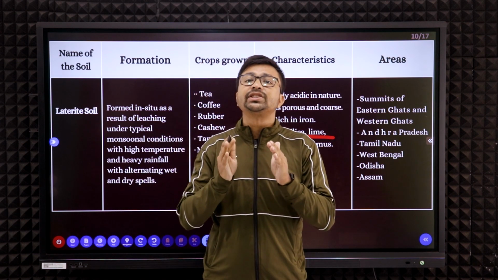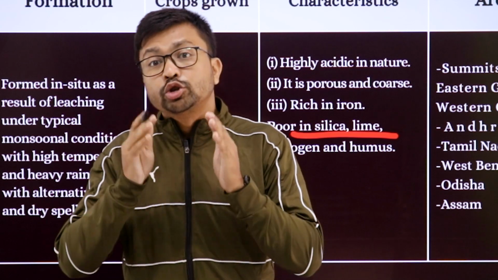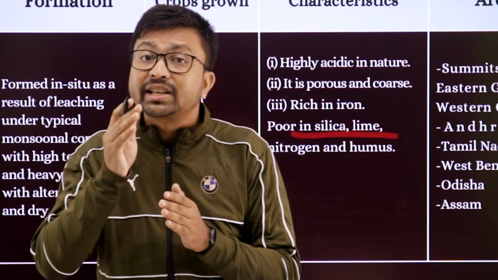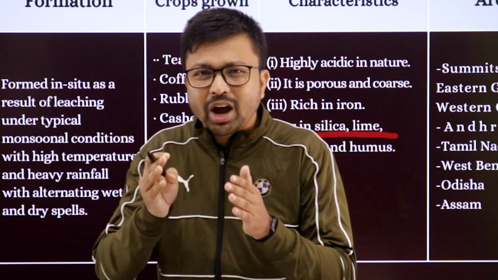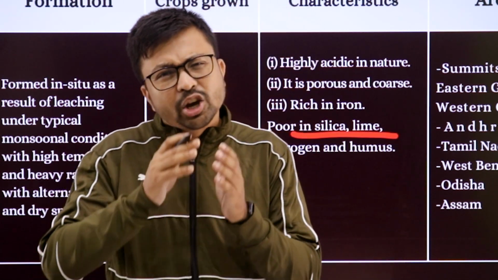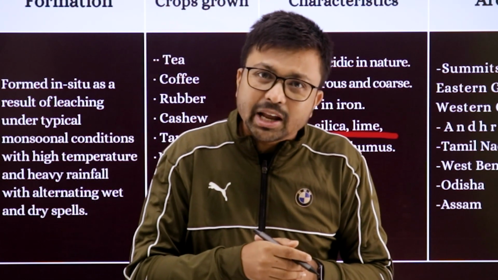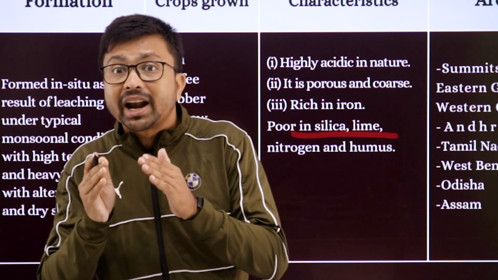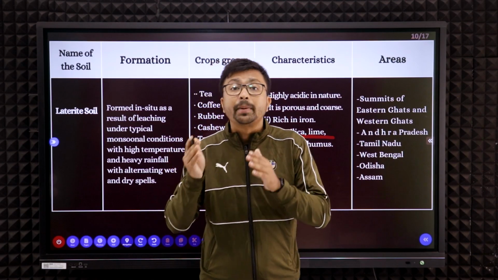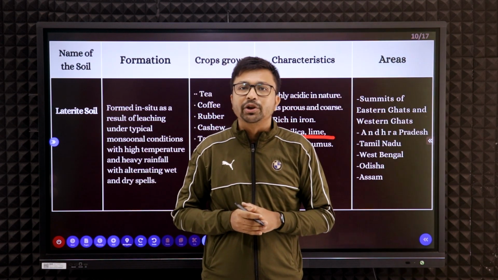Remember, 60% of questions will be formed from these particular types of soil. So what did you study? We studied the different types of soil: alluvial soil, black soil, red soil and laterite soil. Their important characteristics, the formation process, the important minerals present in each soil, which minerals are absent, and which crops are suitable to cultivate in each soil. We have studied that in this video.